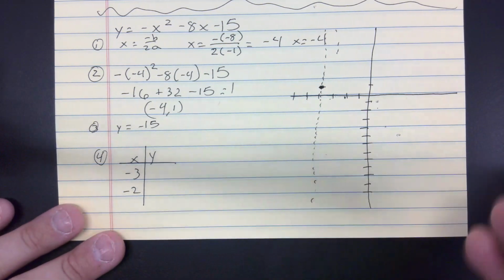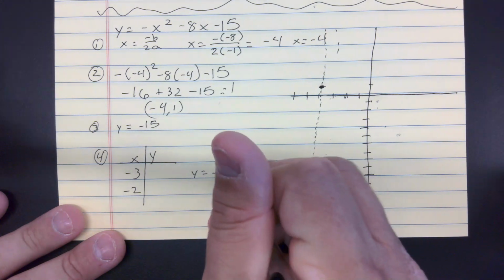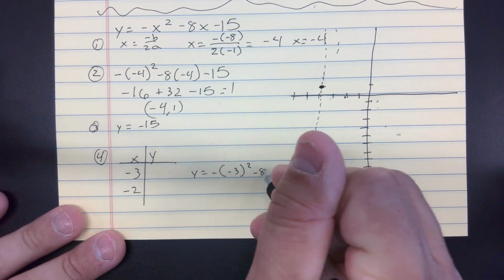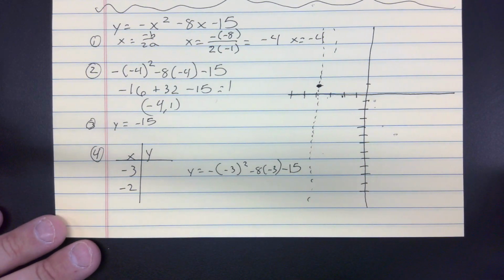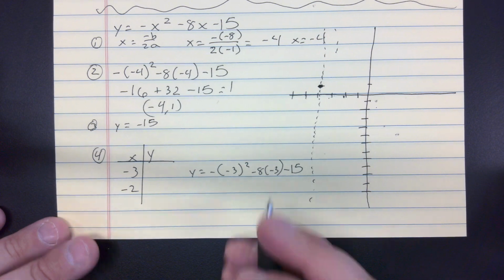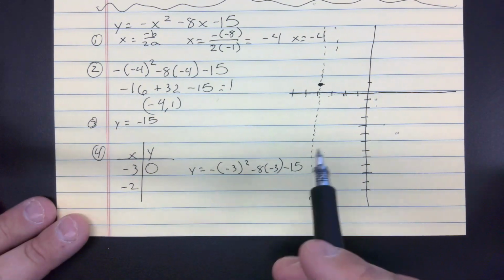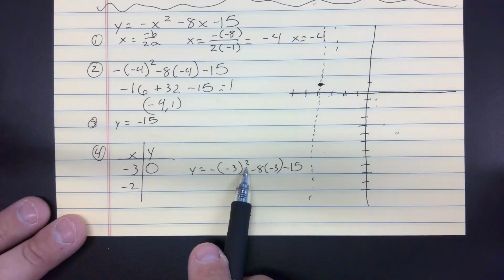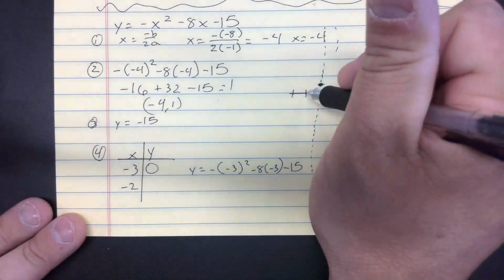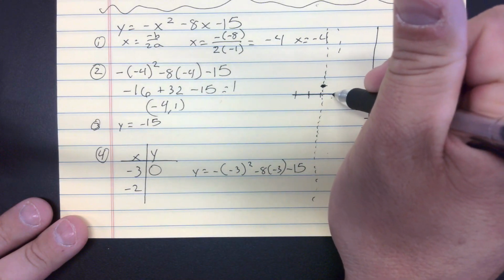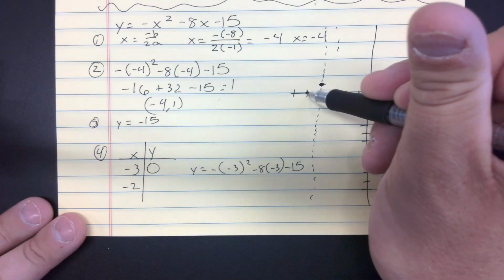Okay. So once again, here we go. y equals negative of a negative 3 squared minus 8 times a negative 3 minus 15. Or, is that 0? Sure is. It's 0. Negative 9 plus 24 is 15, minus 15 is 0. So negative 3 and 0, which means you're going to have a matching point right there.